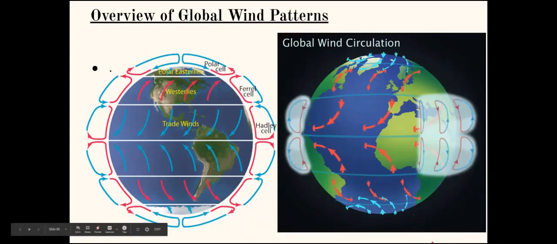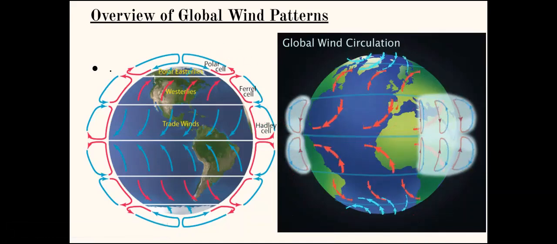And now this is just an overview of the wind patterns. Again, you have the three types of cells, the Hadley, Ferrel, and polar cells. And because of the rotation of the Earth, it also creates different trade winds, westerlies and easterlies, these prevailing winds over here.